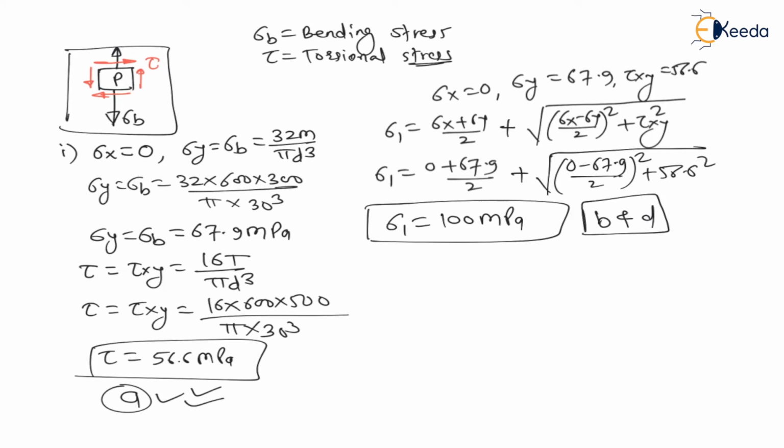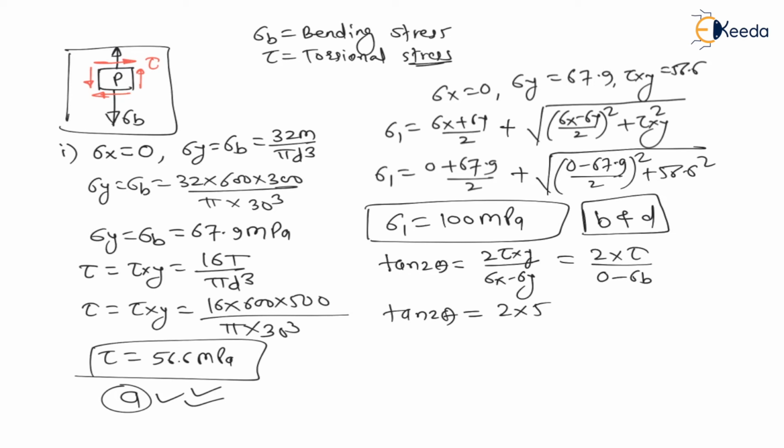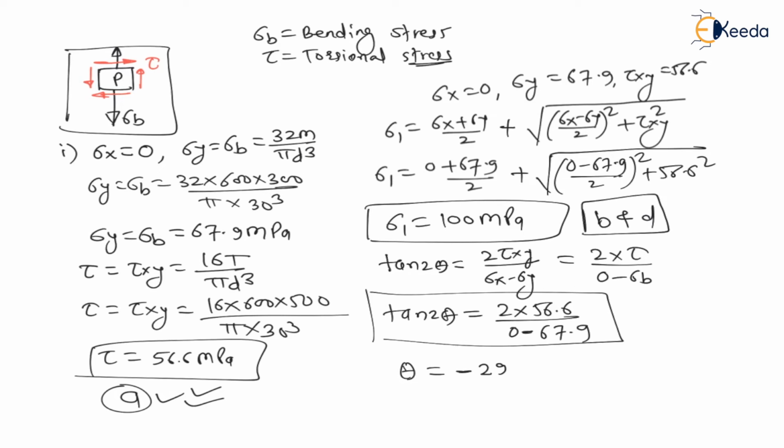Now, the orientation of principal stress for this formula is tan 2 theta is equal to 2 tau xy divided by (sigma x minus sigma y). Therefore, put the values: 2 tau divided by (sigma x, which is 0, minus sigma y). Therefore, tan 2 theta is equal to 2 into 56.6 divided by (0 minus 67.9), right? If you solve for theta from this equation, you will get the theta value as minus 29.52.